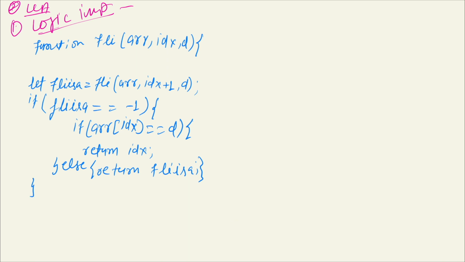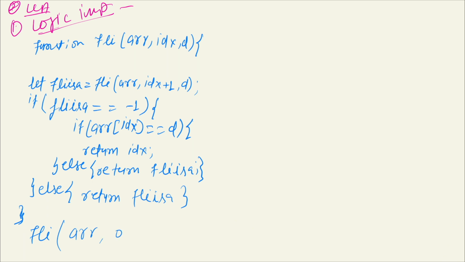And if find last index is not equal to -1, then it will go inside the else part, where it will return find last index in the smaller array. Okay, and here we will close the body of the function and call fli passing array, and initial index will be 0, and here the element is 3. Okay, this is our program.